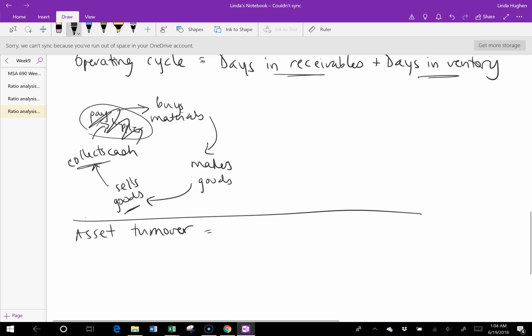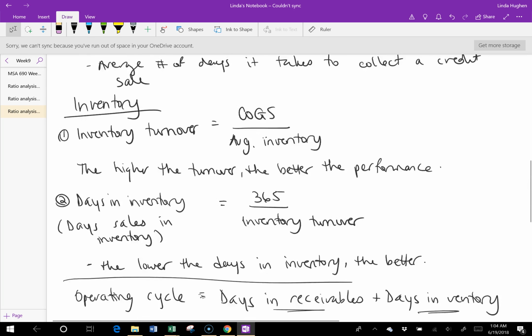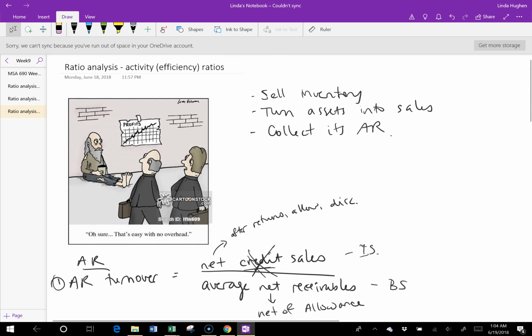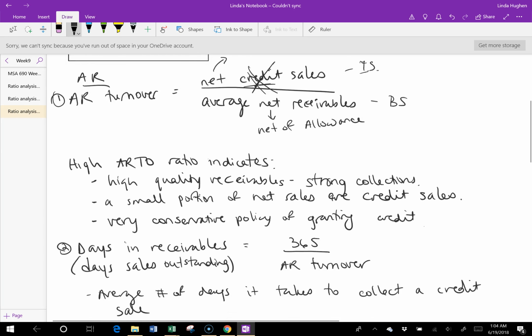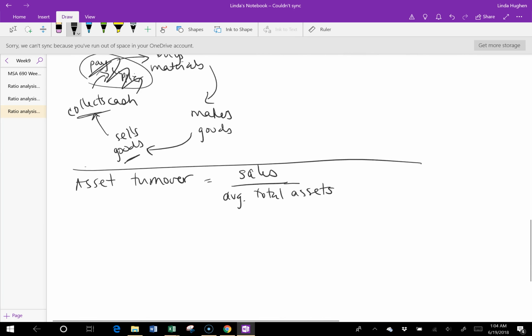Asset turnover measures the ability of assets to generate sales. It is net sales divided by average total assets. Because why do we invest in assets? Simply so that we can earn revenue and eventually income. This goes back to my comic up here of the businessman telling the homeless man that it's easy to generate profits when you don't have a lot of overhead, you're not dealing with a lot of assets there.